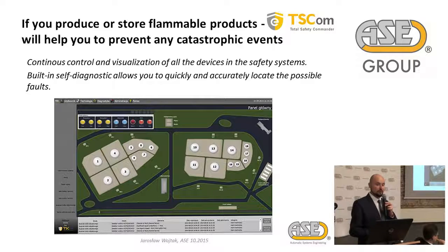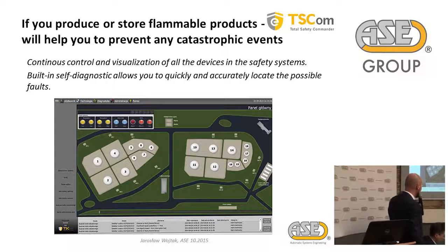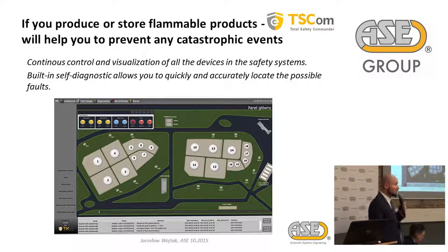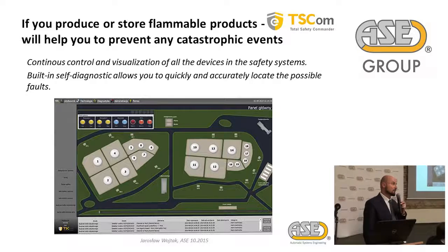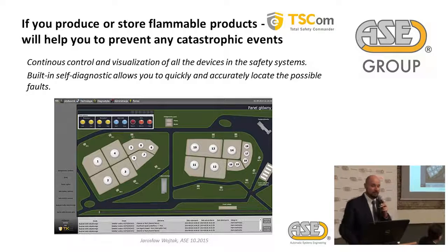What can TSCOM do for you to prevent any catastrophic events? It provides continuous control and visualization of all the devices in the safety systems, and built-in self-diagnostics. It allows quick and accurate location of possible faults on site. This is an example of a tank farm. It's a real tank farm near Gdańsk, where this software is installed and has been working well for 4 years.